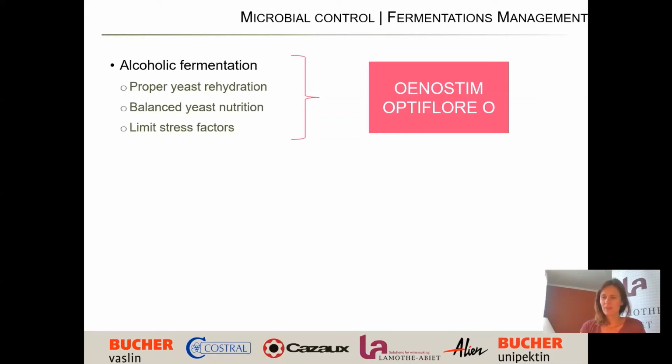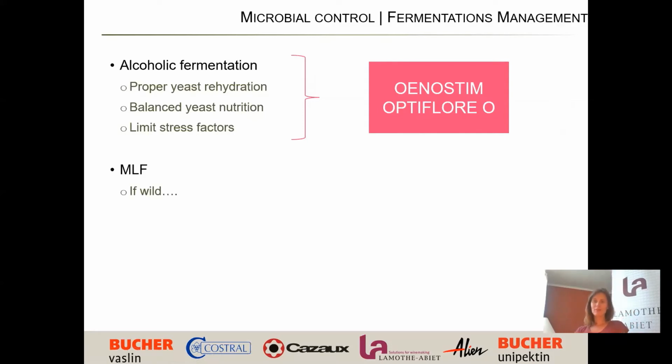So it's almost the same concept as bioprotection. You want to make sure the population that is there is healthy, is dominant, and is going to do the job until the end. Okay, so to be sure your alcoholic fermentation goes well, you want a proper yeast rehydration, and you want to make sure you limit the stress of the yeast and you have a balanced yeast nutrition. I have an entire webinar on yeast nutrition, so I'm not going to develop too much on this, but the two key products at this moment would be Nano-Stim, which is a rehydration nutrient, and OptiFloro, which is our 100% organic nutrient.